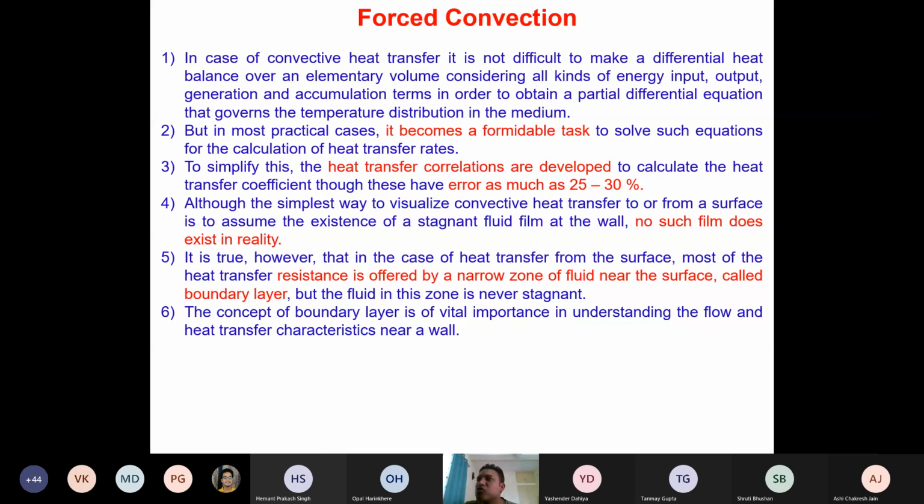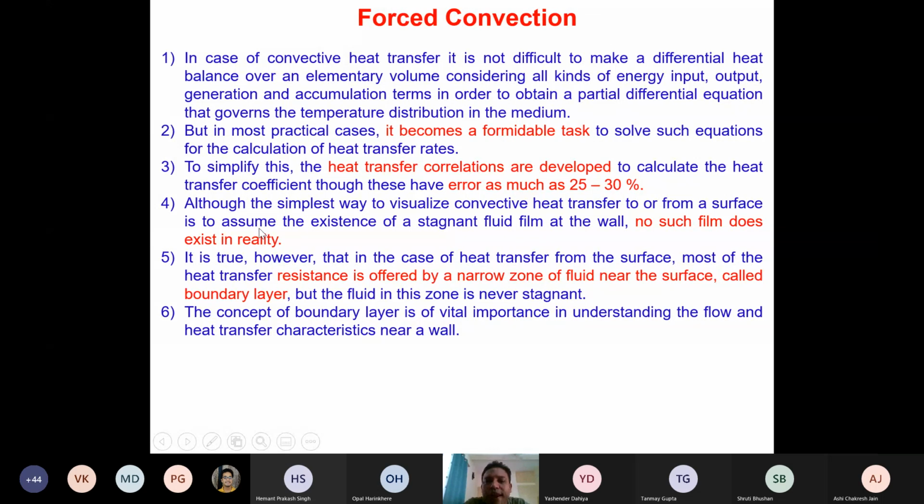What should be the form of this correlation? Are there any physical principles behind it? That we will see slowly in this particular chapter.